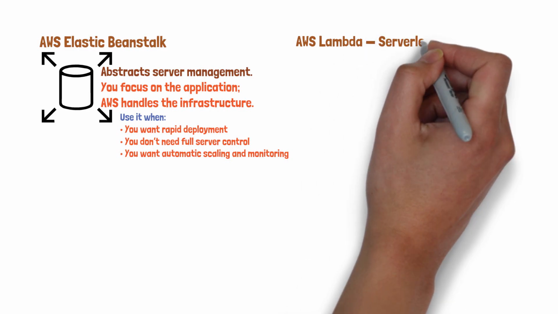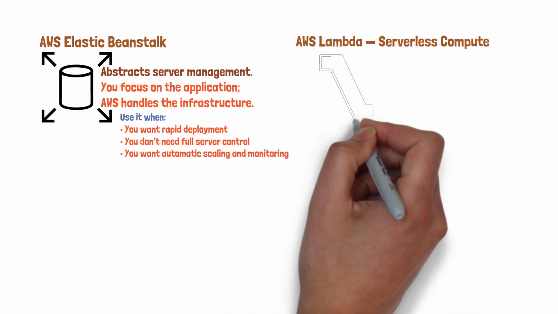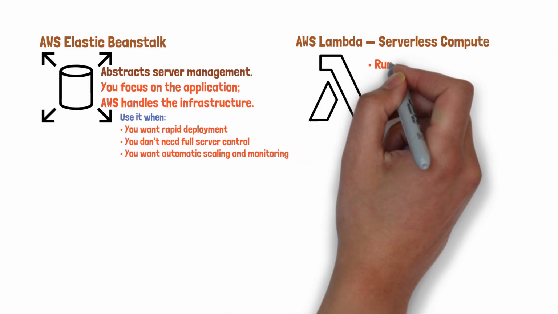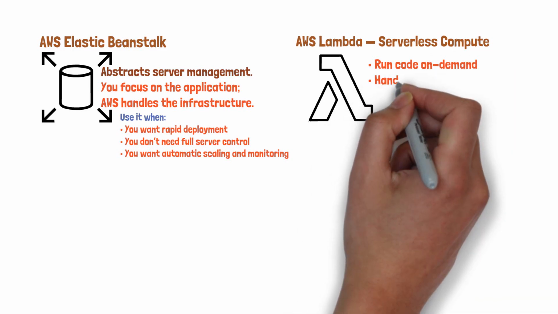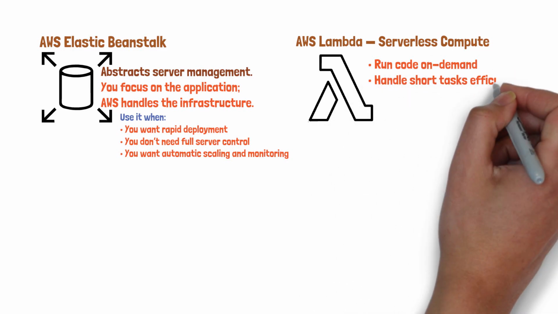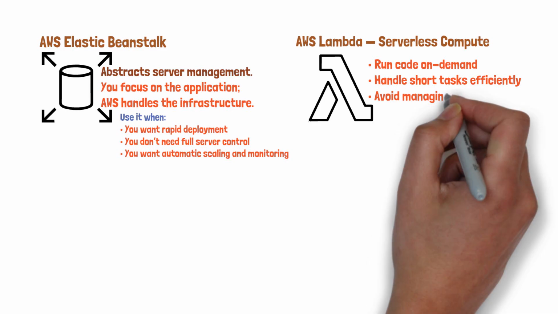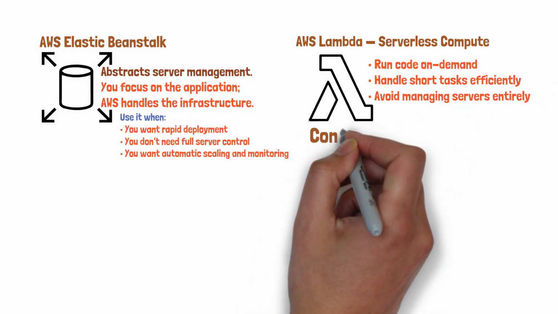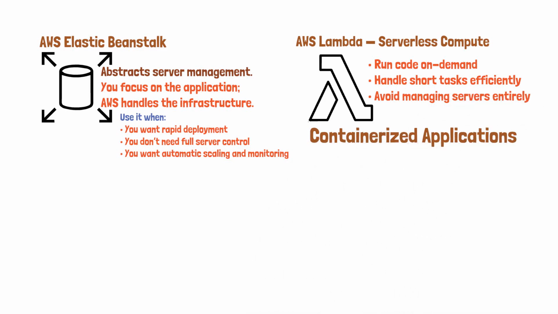AWS Lambda, serverless compute. Lambda is for event-driven code execution. Run code on demand. Handle short tasks efficiently. Avoid managing servers entirely.